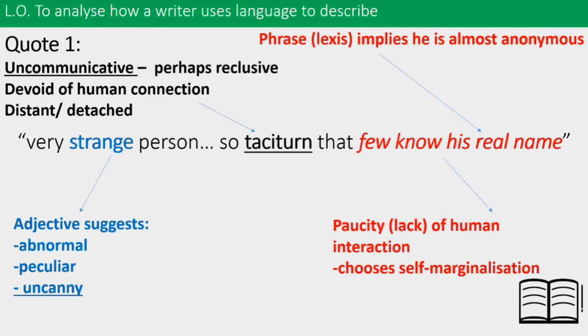So what I've done here, I've taken a quote to answer the question about the old man. I've put the strange person in other words. I've said the adjective strange suggests he is abnormal, peculiar, and uncanny. I've taken the part of the quote that says he's so taciturn that few know his real name. More specifically, the adjective taciturn suggests he's uncommunicative, perhaps reclusive, and is devoid of human connection. And where it says few know his real name, this implies he is almost anonymous, and he has a paucity of human interaction. Devoid of human connection means he is without human connection. Paucity means lack of human interaction. Good. You can take a picture of these notes for the writing task later on. Pause there and take a picture.